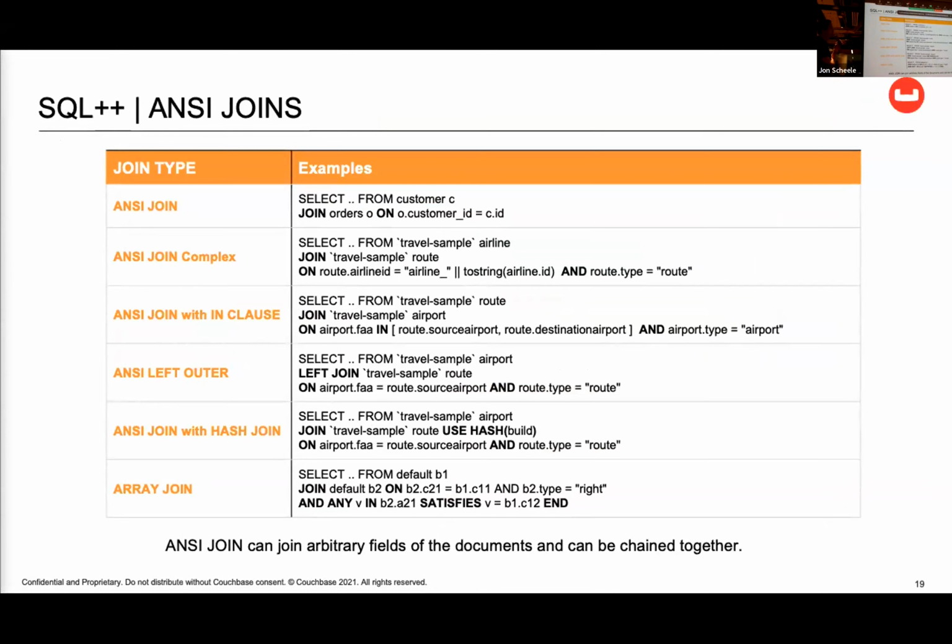With the ANSI join, you can also do complex joins. You can use IN clauses, and much the same functionality that you see with joins. Everybody remembers those tables from when we were learning SQL: inner, outer, left, right. All those are built in as a part of SQL++ as well.